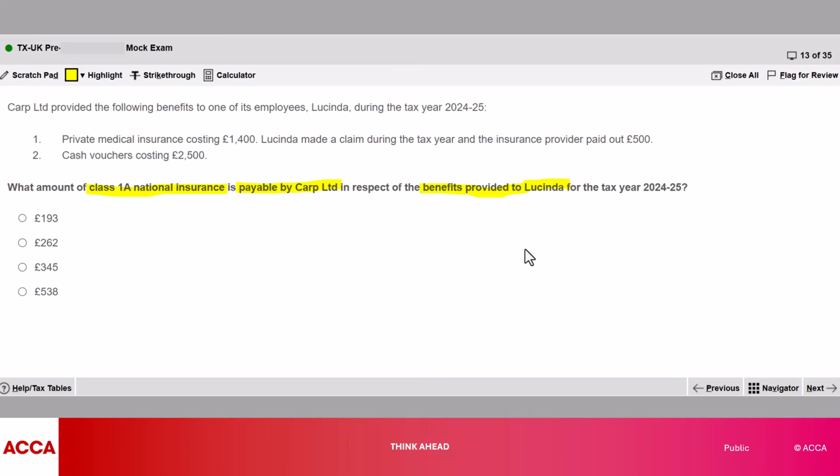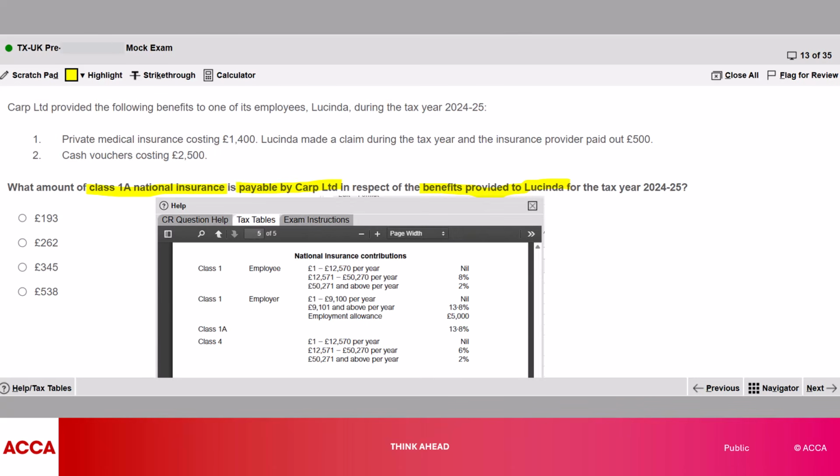You get quite a lot of help from the tax tables. So in the tax tables, you have all of the rates for the different classes and the bands. You just need to remember what those are based on. So we have Class 1 for the employee and the employer. Class 1 will be based on cash earnings. Class 1A is what we're concerned with here, and Class 1A is based on benefits. So that's going to be at 13.8%. And then Class 4 is what will be paid by self-employed people. So that's not relevant here.